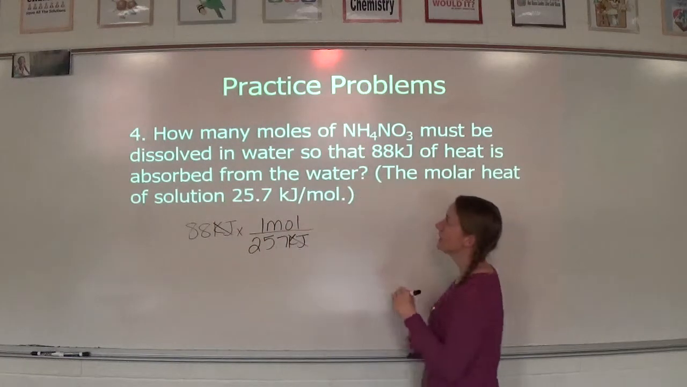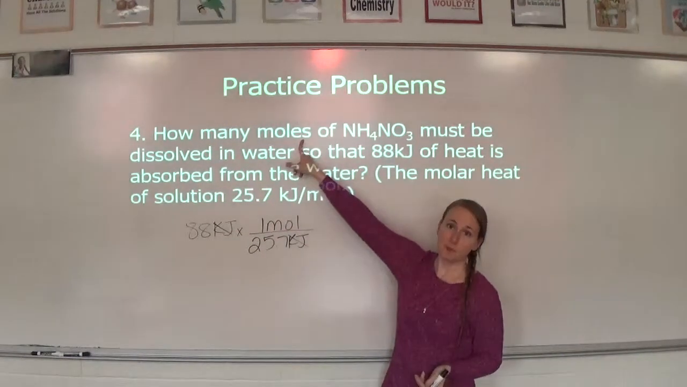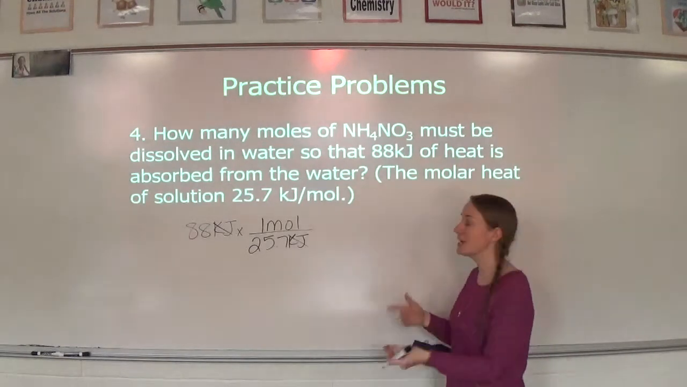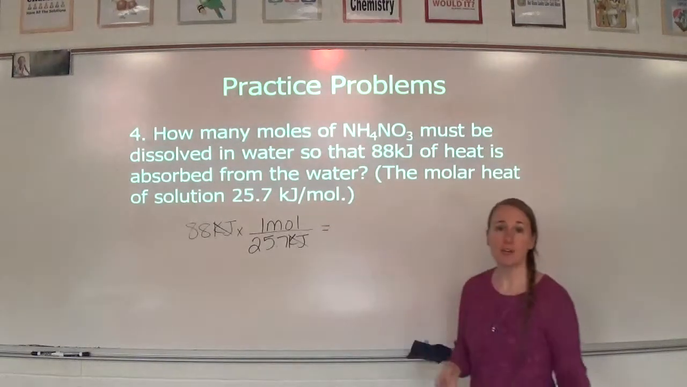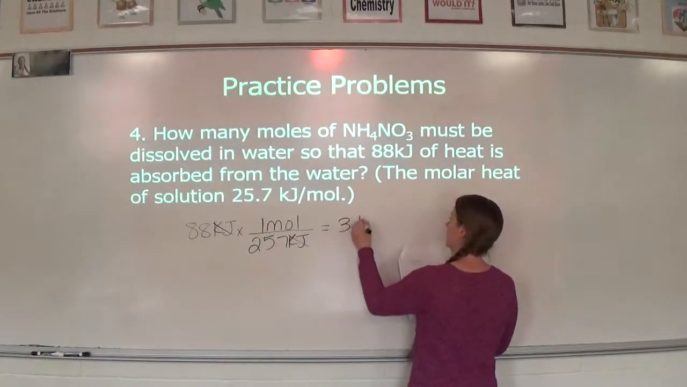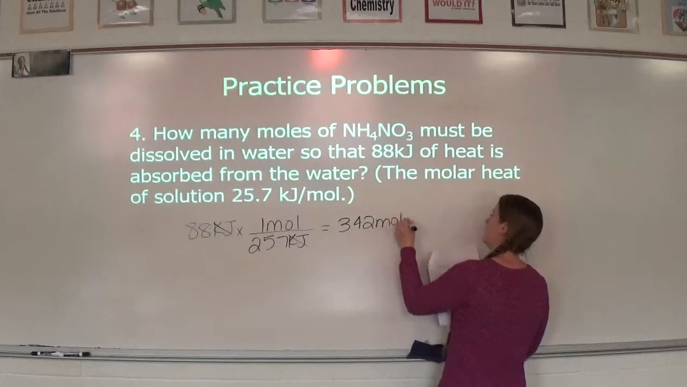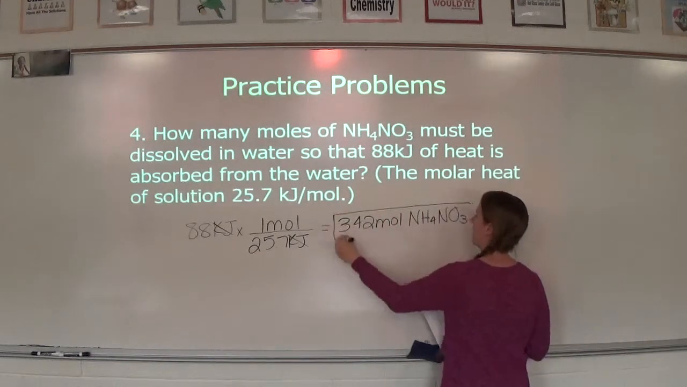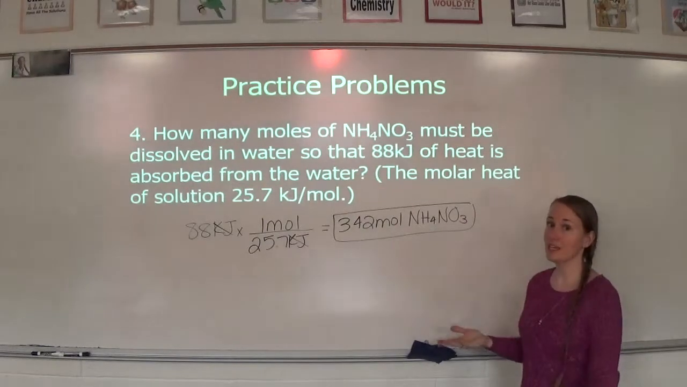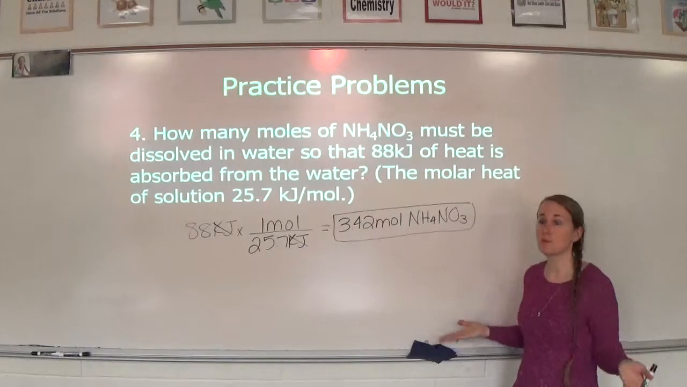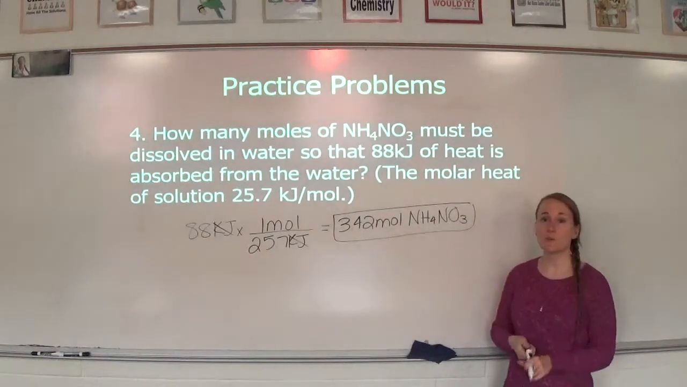So kilojoules cancel. Now notice it asked me for moles. If it asked me for grams, I would have to do another step where I use molar mass to get to grams. It only asked me for moles this time. So once I divide, I got 3.42 moles of ammonium nitrate. Just like that. Okay, so just know it can go either way. You can start with the grams or moles and go to heat. You can start with the heat and go to grams or moles too. The conversion factor works either way. All right?